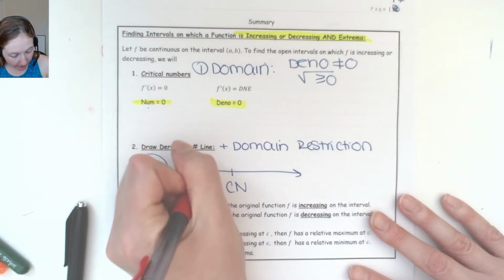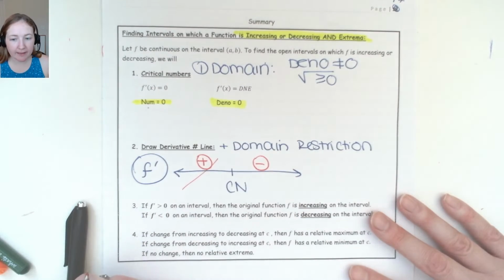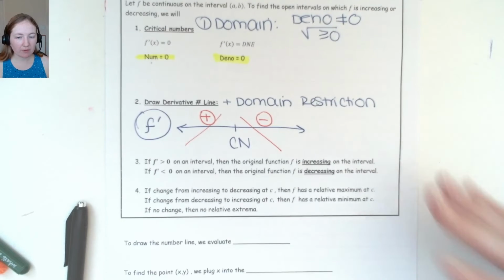If we get a positive, that tells us that we're increasing. If we get a negative, that would tell us that we are decreasing. And so that would then lead us to our first derivative test, where we look at that change from positive to negative or negative to positive.